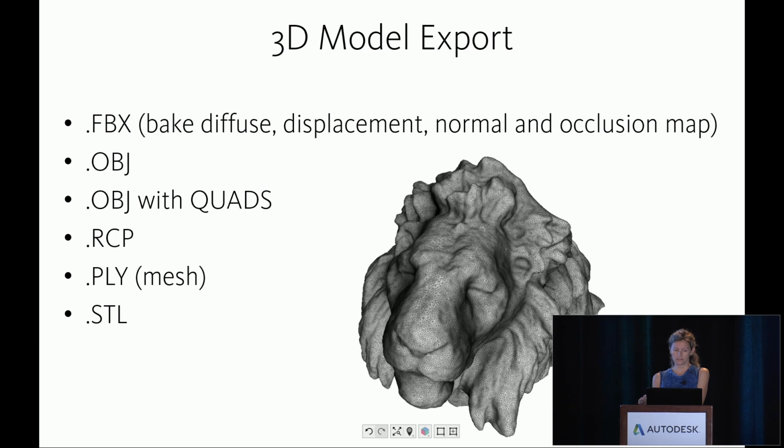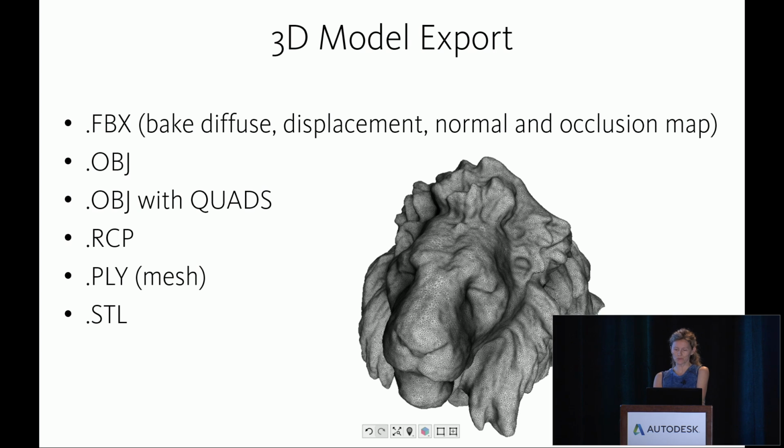We export in FBX, OBJ, or OBJ with quads. The FBX contains the camera information as well. And when you decimate, we have tools to rebake the diffuse, displacement, and normal maps, and in the next release also the occlusion map, so that huge meshes can be made really small and still super smart and super beautiful to look at. And we have other export types that are more standard.